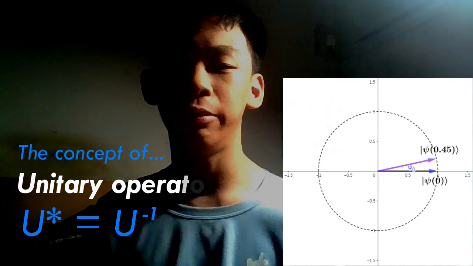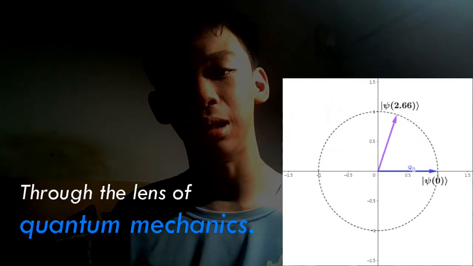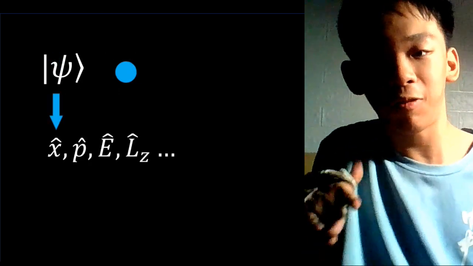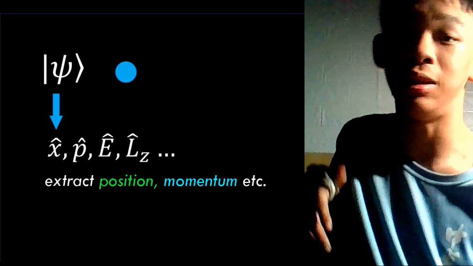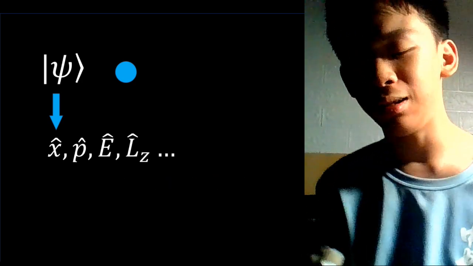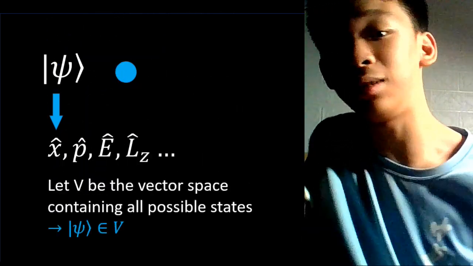In this article, I will guide us through the concept of unitary operators by examining how we evolve a quantum state through time. In quantum mechanics, the quantum state psi is the central object. Within it, we can extract physical quantities such as position, momentum, and energy, etc. Our quantum state is represented by a ket psi in the appropriate state space, V.